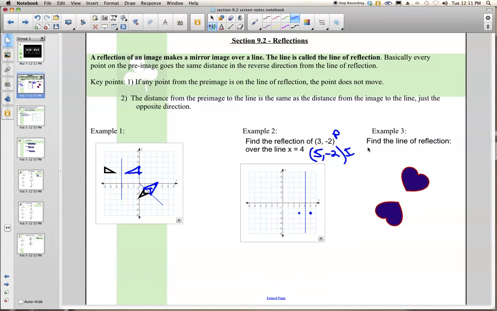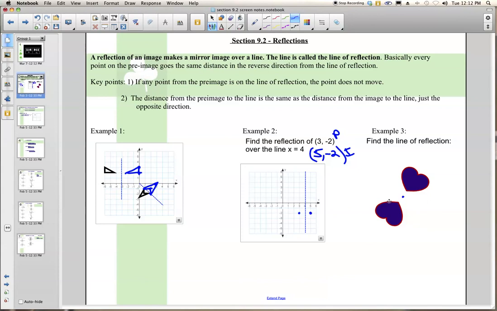A third type of problem that you might see is one where they give you the pre-image and the image and ask you to find the line of reflection. The easiest way to do that is just to look at your individual vertices and say, okay, where's the point that's directly in between my 2 vertices? Because my line has to be equal distance from this vertex as it is from this vertex.